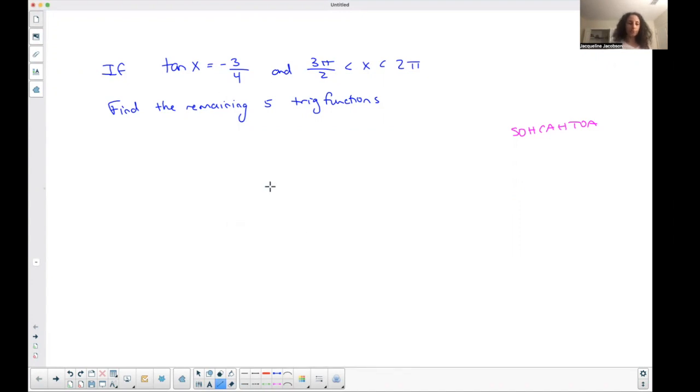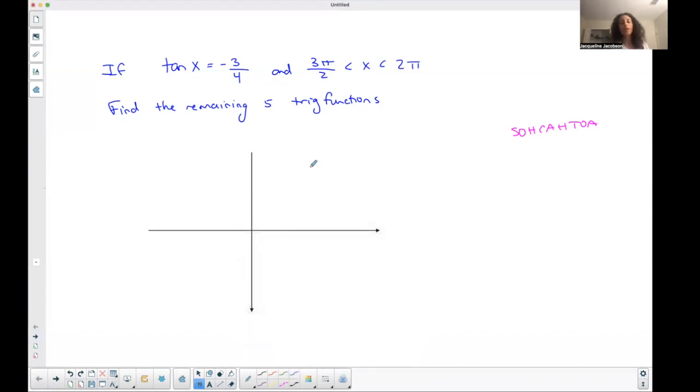All right, so we have: if tangent of x is equal to negative 3/4, so we're given a trigonometric function equal to a ratio, and x is between 3 pi over 2 and 2 pi, find the remaining 5 trig functions. Anytime you're given a trigonometric function, you can always draw a right triangle, right? Always. That's basically where it's from.